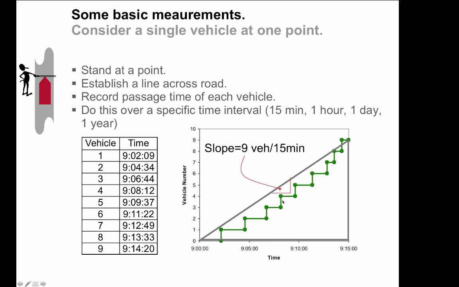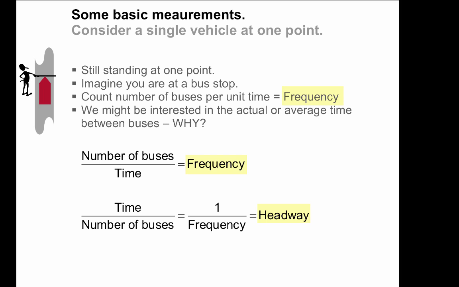So it kind of went up and down a bit according to the tip of the green dots. But in this case, the average flow, 36 vehicles per hour, is shown by the straight gray line. So that's flow. So we're still standing at one point.